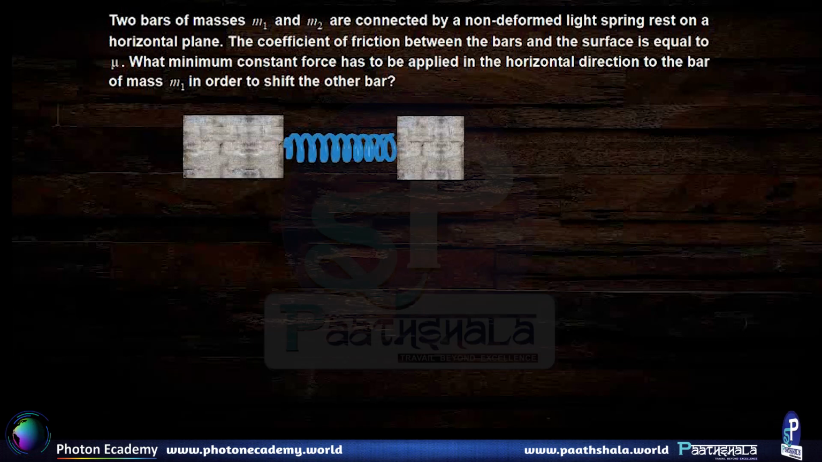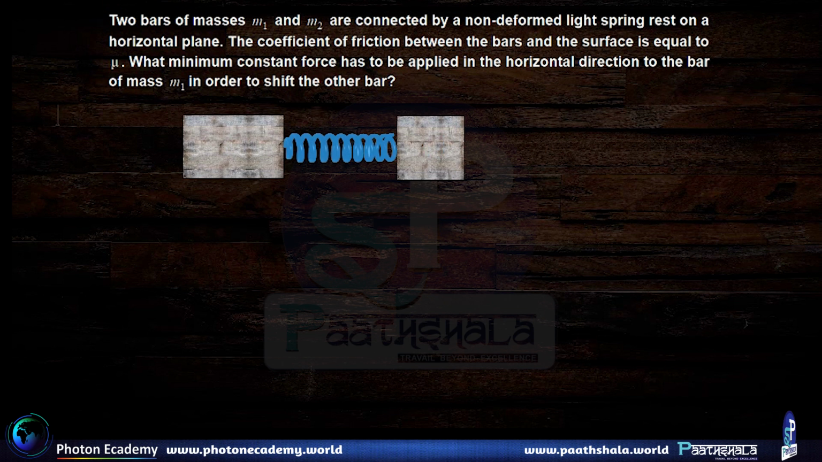Let us read this question properly. Two bars or blocks of masses m1 and m2. So this is the block of mass m1. Let's say this is the block of mass m2. I'll denote the masses right now. Let's say this is m1, this is m2.